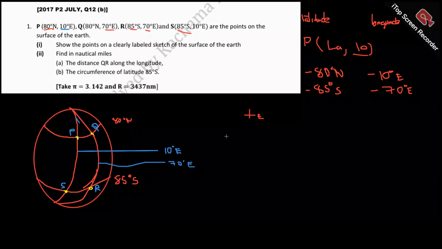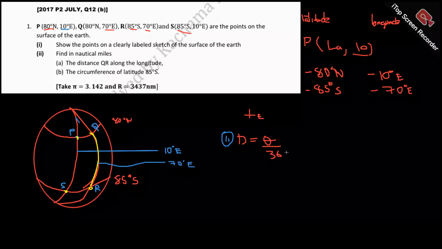Okay, let's start. Number 1. We've been told to find the distance QR along the longitude. So QR is like this along the longitude, which means the formula we're going to use, if it's along the longitude, are we going to put cos alpha? Definitely no, we said only in the latitudes. So the formula you're going to use, even more simple now, is theta over 360 times 2 pi r.